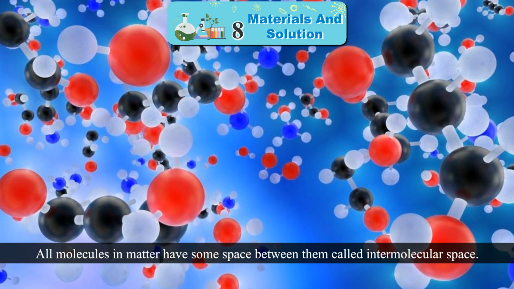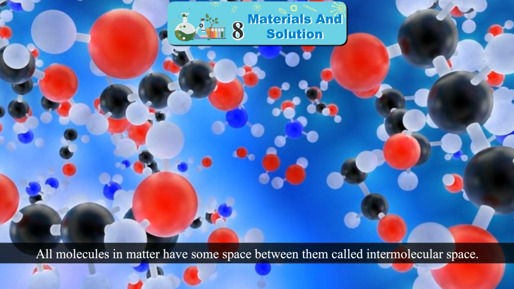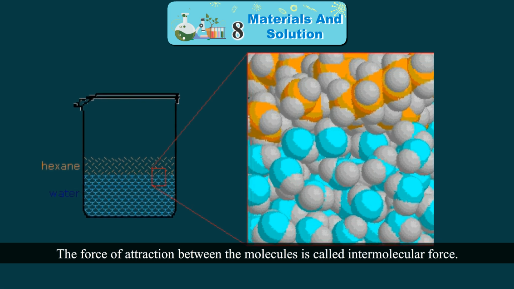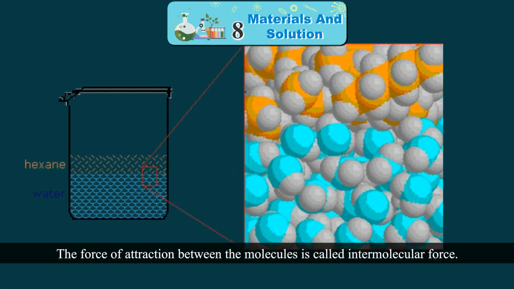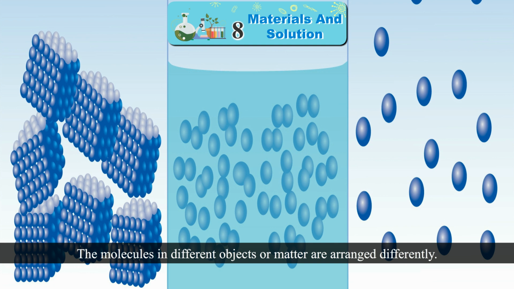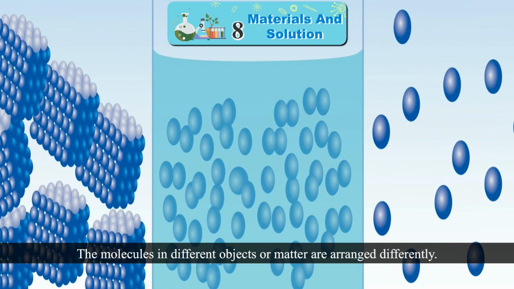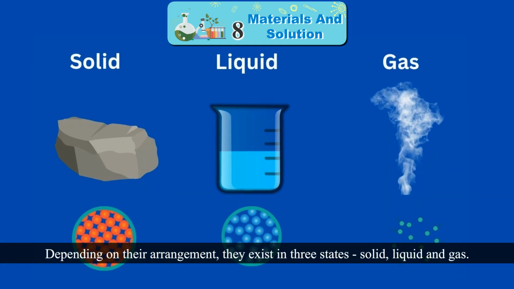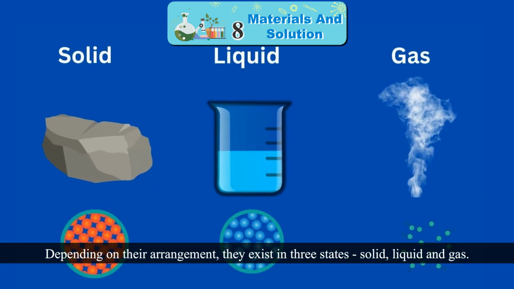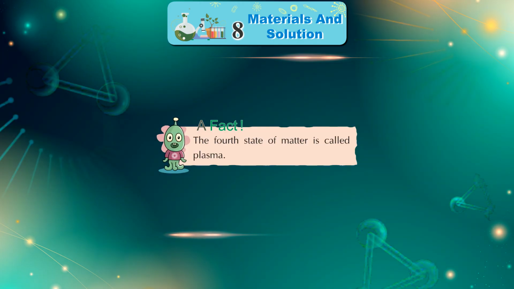All molecules in matter have some space between them, called intermolecular space. The force of attraction between the molecules is called intermolecular force. States of matter. The molecules in different objects or matter are arranged differently. Depending on their arrangement, they exist in three states: solid, liquid, and gas. The fourth state of matter is called plasma.